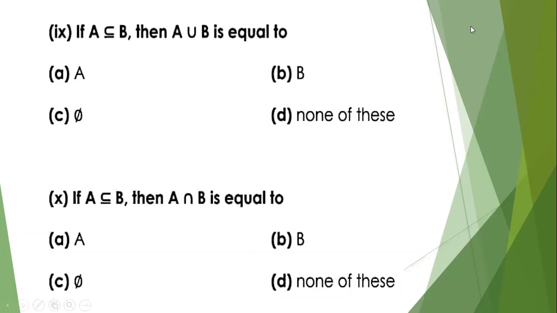Yes, Zoha, please. Teacher, for example, if I take a set A equal to 1 and 2, and B is the set 1, 2, 3. So here, if we take the union of A and B, we get the answer 1, 2, 3, which is equal to set B. So here the answer is B. Excellent answer. I'm very glad to see your answer and your explanation.